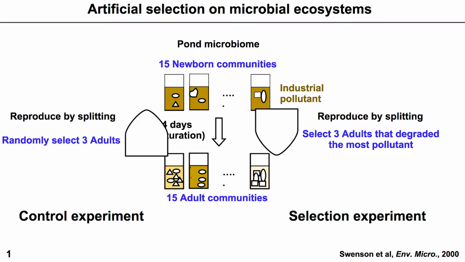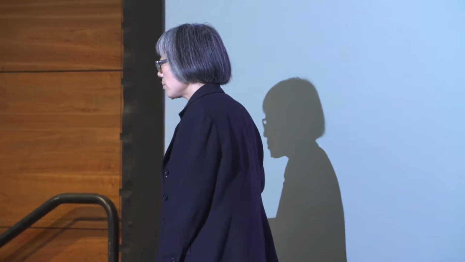You might already be a bit upset, right? Because newborn is usually used to describe newborn individuals. But remember, here the unit of selection is not the individual, but rather communities of cells. So this is artificially set up by experimenters. And they allow these communities to grow for 4 days, and I call that maturation time.